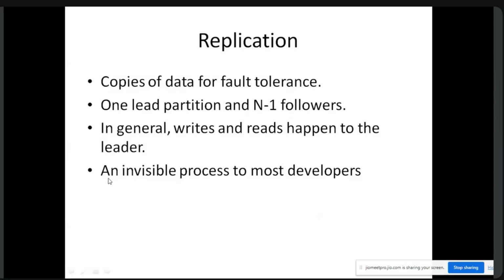This process is invisible to most developers. Only theoretically we know that read and write happen from the leader, but when you read the data, you will not be able to see whether the data is coming from leader or replica. This is a background process, this thing happens automatically.